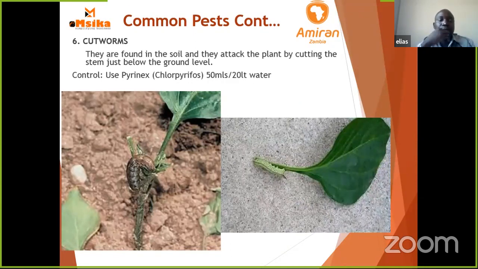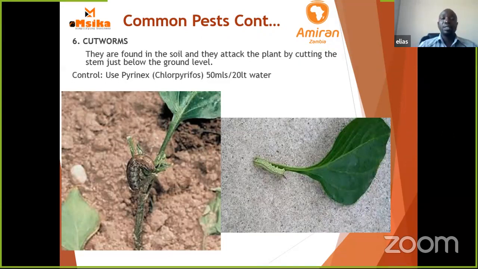Another common insect that we look at in pepper management is the cutworms. They are found in the soil and they attack the plant by cutting the stem just below the ground level. They normally like the tender growing plants. So that means at the early stage when the plant has been transplanted, or even at the nursery, they can attack. So these insects are soil-borne, but they can be controlled.